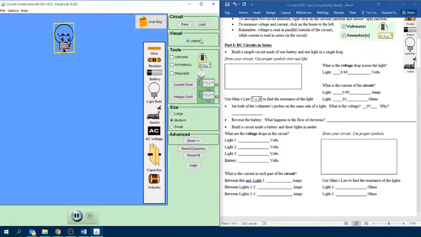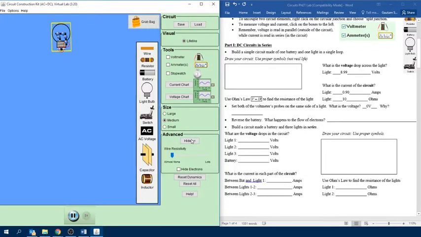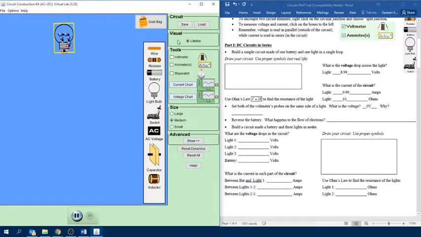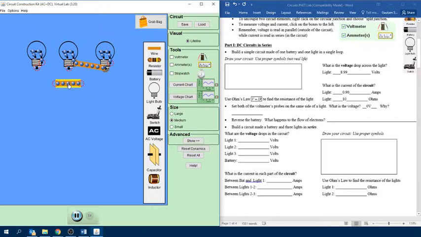Oops, I guess I can't do my schematic view. I must be using the other one. Alright, so let's do three. I need three light bulbs. I need to connect them in series, so if we call these positive and negative, it goes negative to positive, and negative to positive. Alright, so we need to put my battery in there.